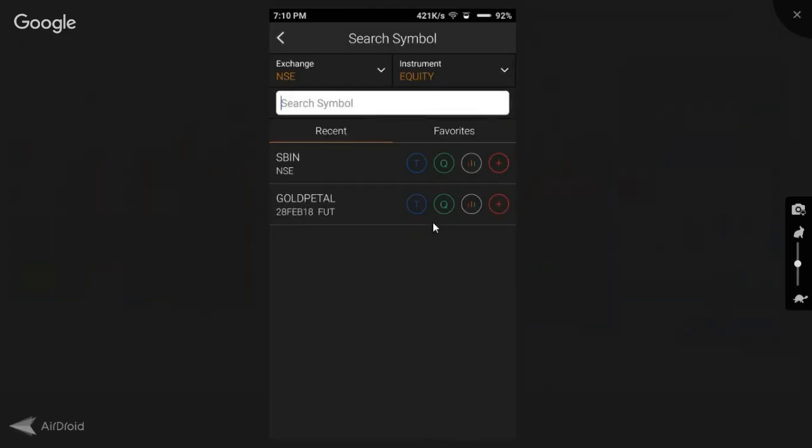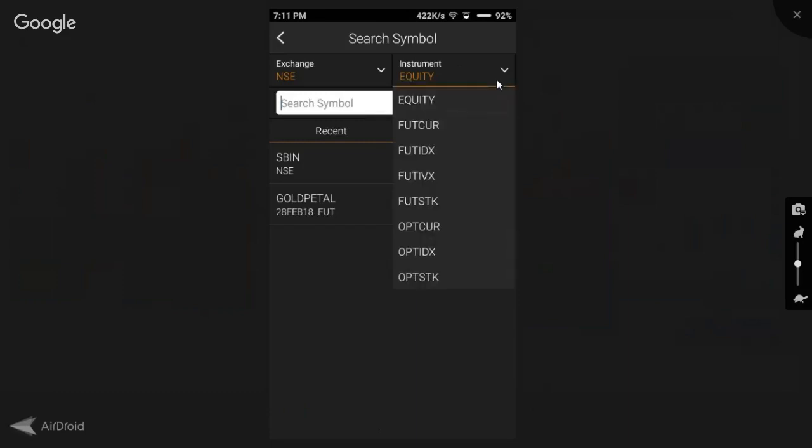Now here is the search option. If you have remembered to go through the bottom option over there, you will see there is search, watch list, positions, orders, and holding. So this is where basically the search option comes. Here I have to go to instruments. Now I see there's equity. So what are the other ones that are available?